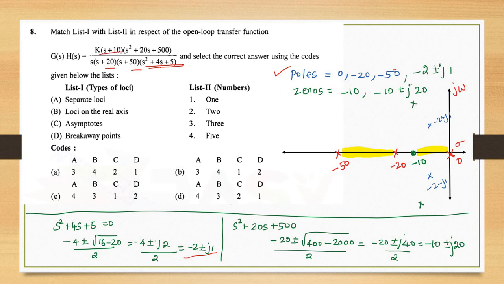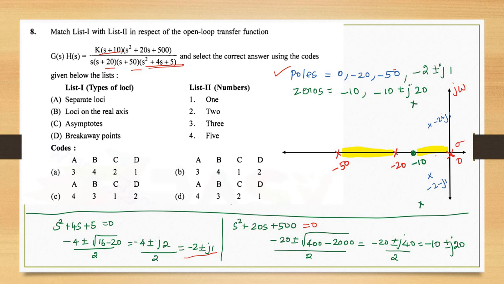One of the zeros is minus 10. Another one I am going to calculate: S square plus 20S plus 500 equal to 0. So minus 20 plus or minus root of 400 minus 2000, divided by 2. Now minus 20 plus or minus j40 divided by 2, because 400 minus 2000 is minus 1600, and the root of 1600 is 40. So minus 10 plus or minus j20. We have finished the zeros also.